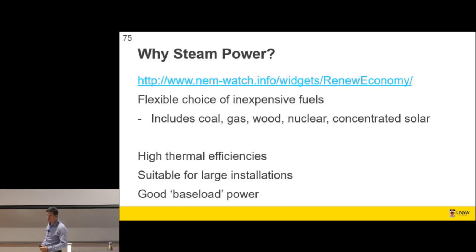We can use inexpensive fuels, coal obviously, but you can gas fire them. You can use mixed modes. So when I was in WA, they were clearing a bunch of trees to upgrade the coalfields highway, and we just threw some of the wood from the trees in with our coal into our burner. We could get up to a certain proportion and it wouldn't cause any problems.